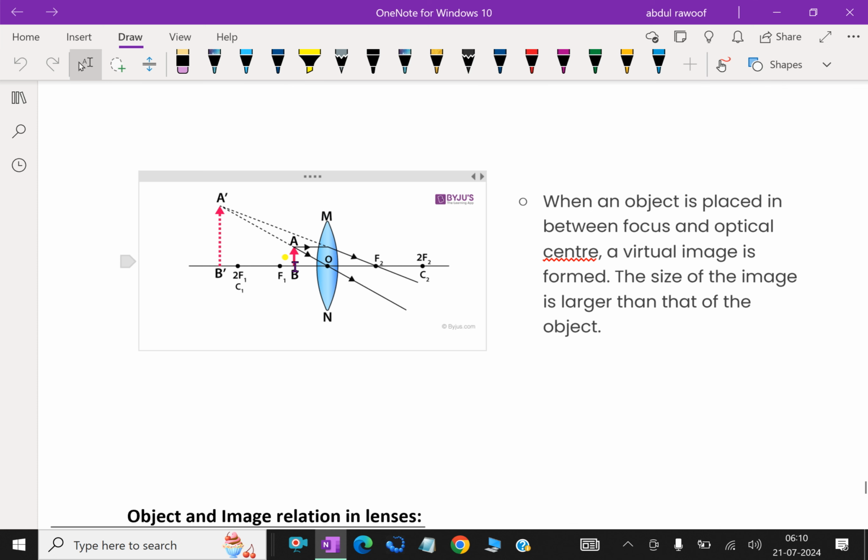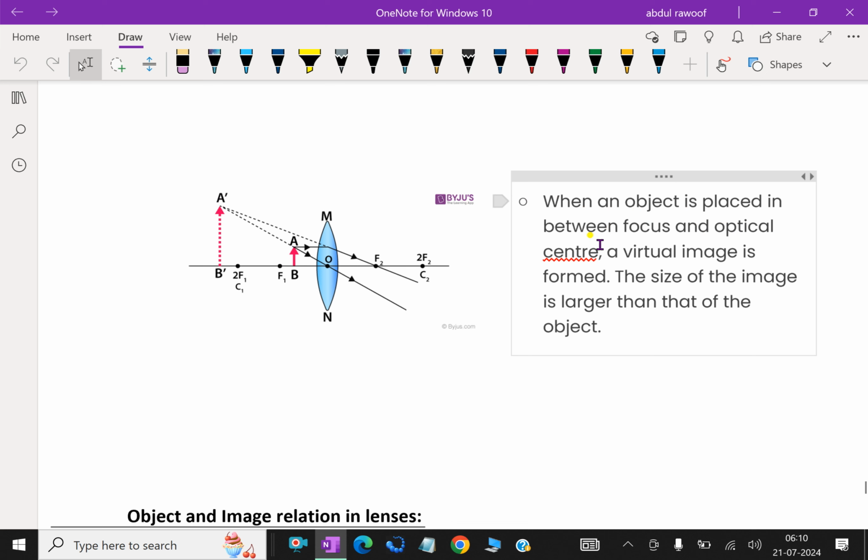Here, an object is kept between F and the center of the lens. What happened? Same procedure. A ray goes and passes through the other focus, and another ray passes through the center and comes back. So what happened? This imaginary image is formed here.